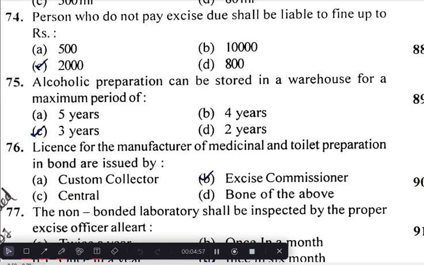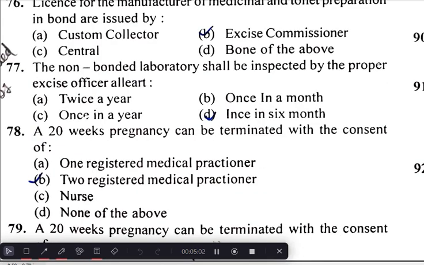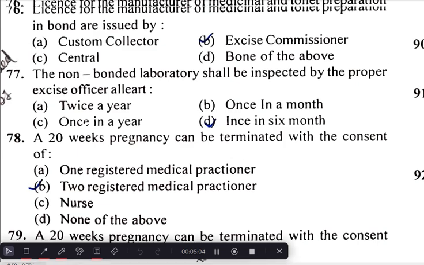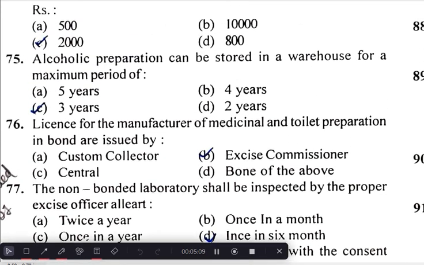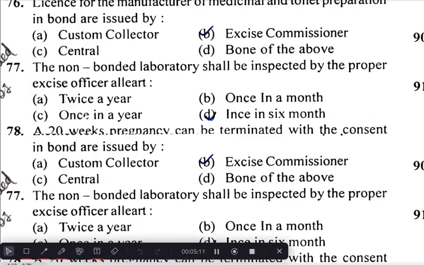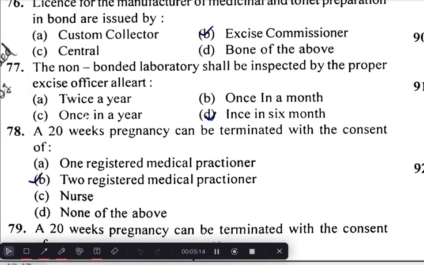The non-bonded laboratory shall be inspected by the proper excise officer once in 6 months. A 20 weeks pregnancy can be terminated with the consent of two registered medical practitioners.